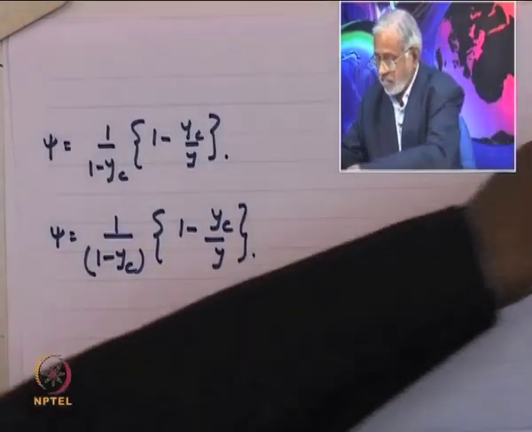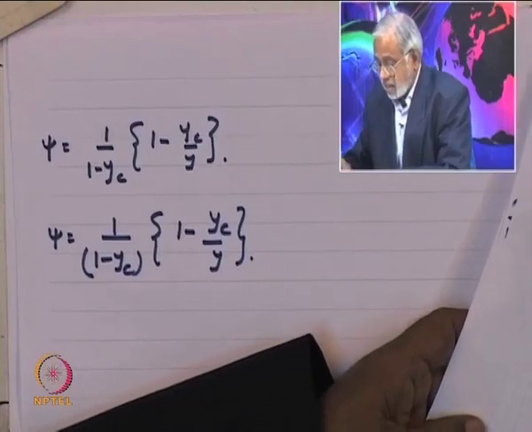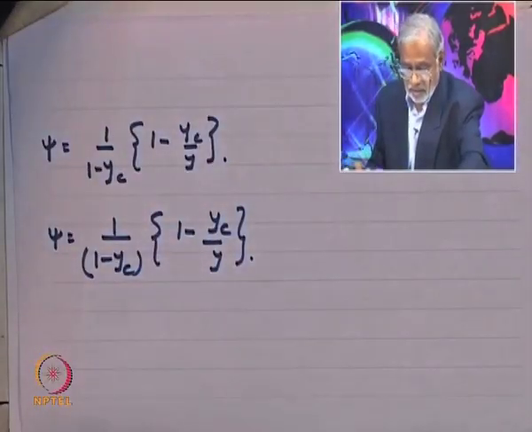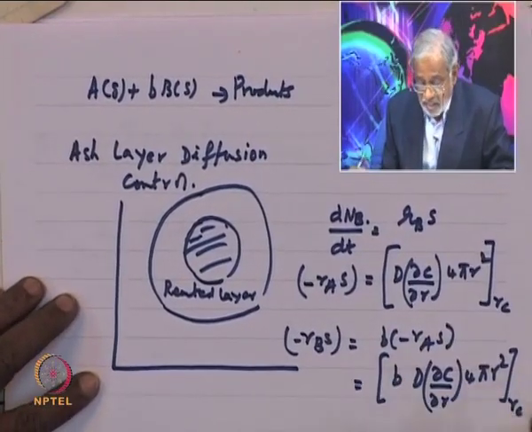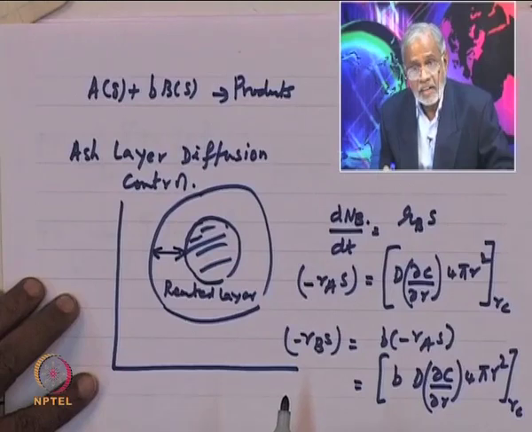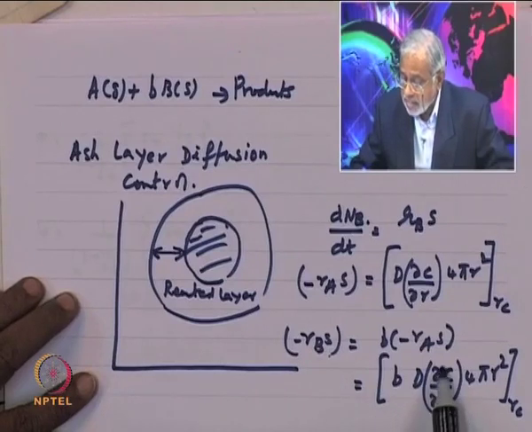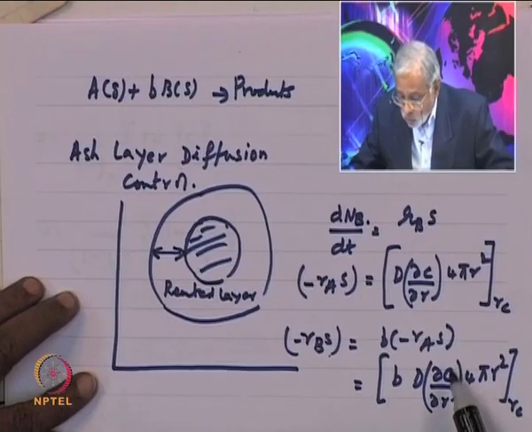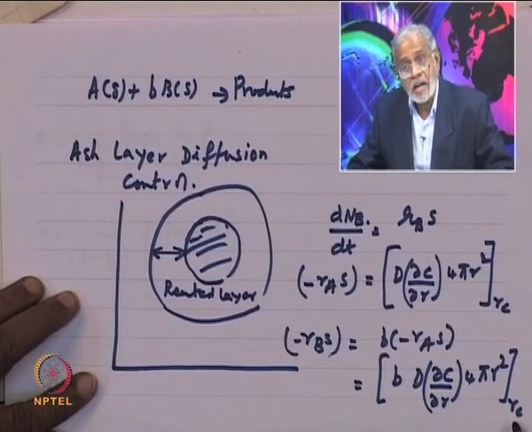Now, having said this, let us quickly recall what we said a little earlier. We said that the rate of chemical reaction, when we started, we said we want to understand the diffusion that is taking place in the unreacted layer. And we said that the rate of chemical reaction, which is RBS, is given by B times D del C del R 4 pi R squared at R equal to RC. So, once you find out what del C del R is, we know the rate at which chemical reaction occurs at a given R equal to RC.